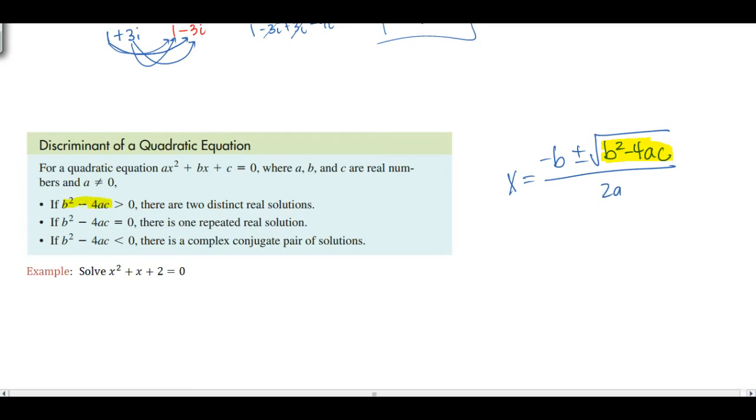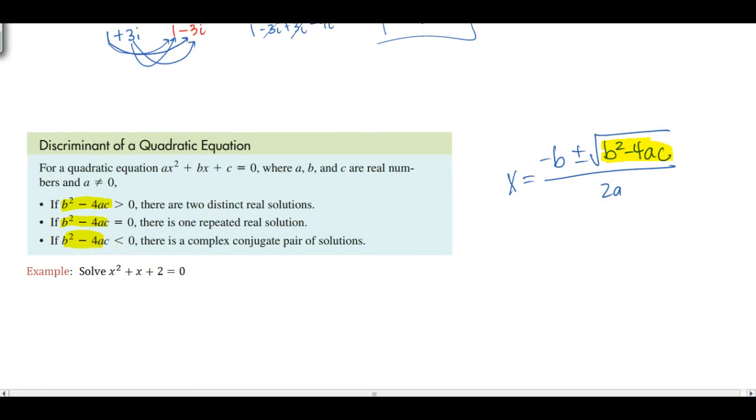If that stuff under the radical, b squared minus 4ac, is greater than 0, meaning it's positive, that means you can take the square root of a positive number. You're going to get some gross answer, but you're going to be able to do it. If it's 0, then you're going to take the square root of 0. You're going to have plus or minus 0. That's not going to do anything, so really the answer is just negative b over 2a. And in this last case, if your b squared minus 4ac is smaller than 0, so what you're putting under the radical is negative, you now are going to have imaginary solutions, and that's what we're talking about here.